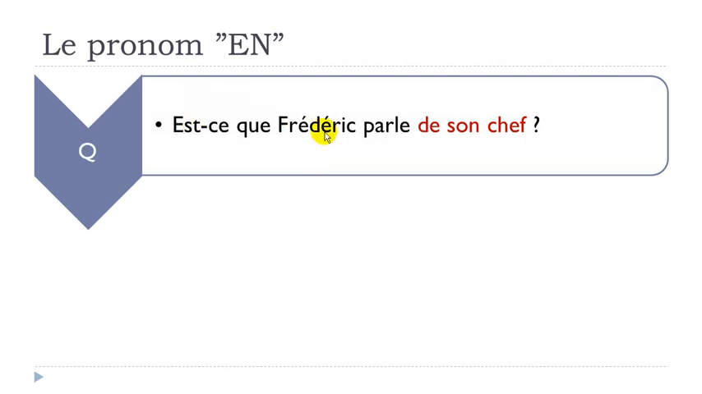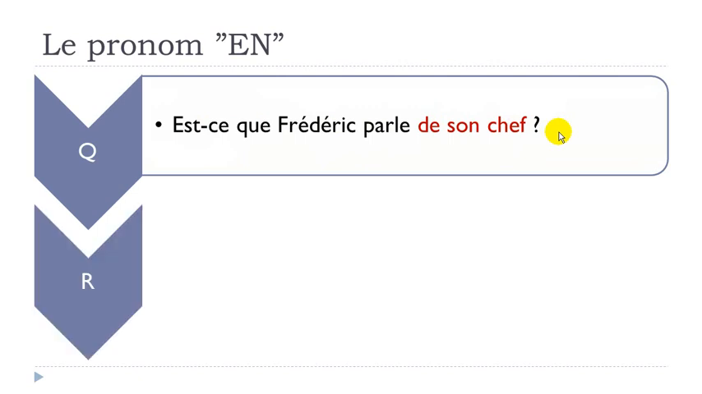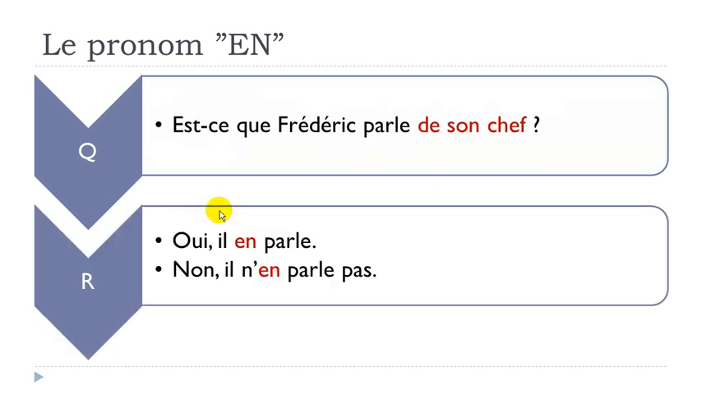Est-ce que Frédéric parle de son chef? Oui, il en parle. Non, il n'en parle pas. Okay? So, same thing, same concept, just put it before the verb, okay? When you've got the negative form, then you should take this away from the first part of your negative form. Il n'en parle pas.